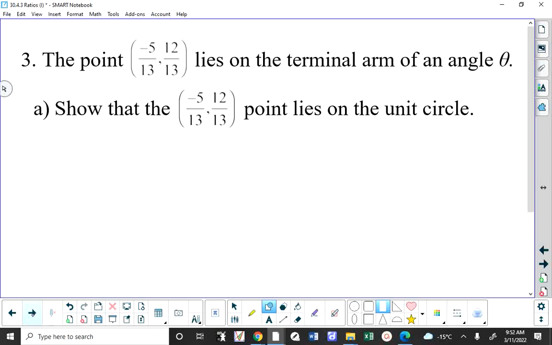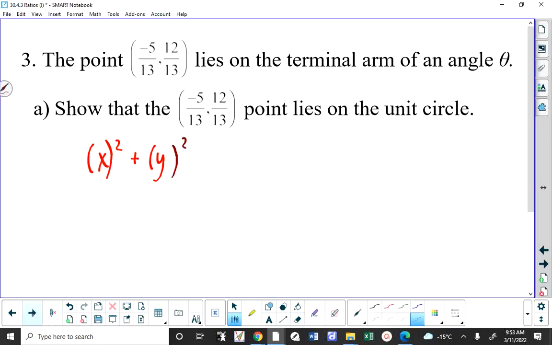Jonathan? If we take the coordinates negative 5 over 13 and square it, with the square of 12 over 13, and if it equals 1... Perfect. Because yesterday we learned that on the unit circle, x squared plus y squared is equal to 1. And I'm putting brackets here to note that we're going to make sure that we square the negative.